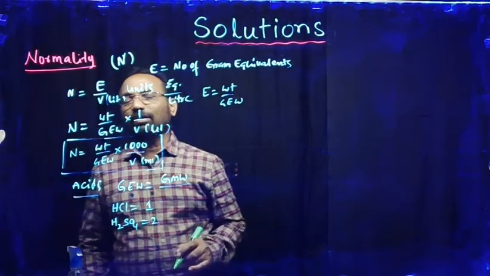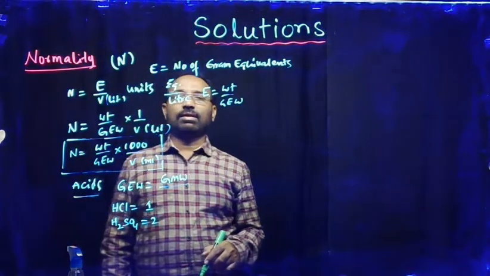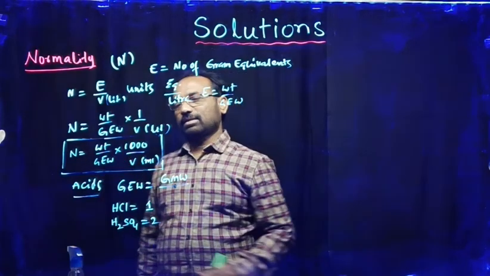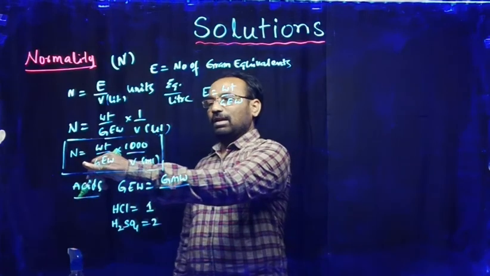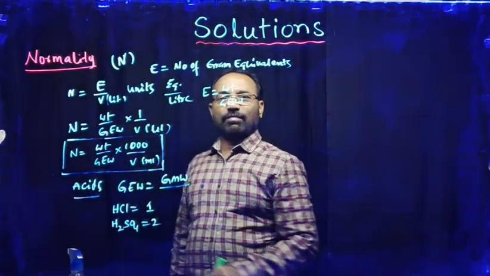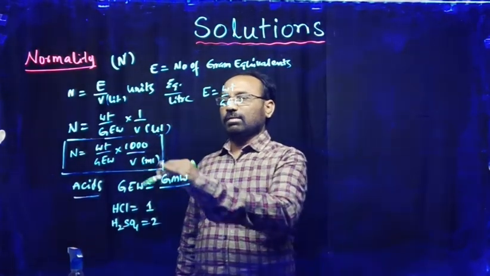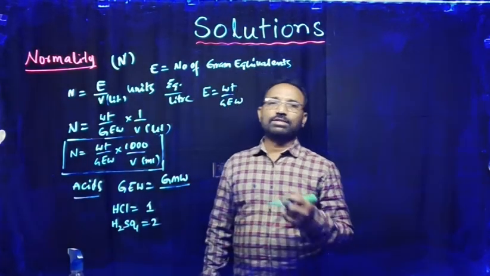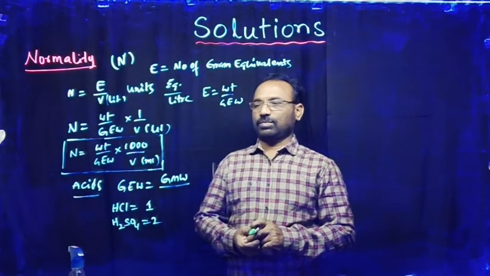Therefore, normality equals weight by gram equivalent weight times 1 by V, where V is the volume of solution in liters. If the volume is taken in milliliters, then normality equals weight by gram equivalent weight times 1000 by V, where V is in ml. Here, the gram equivalent weight is different for different substances.